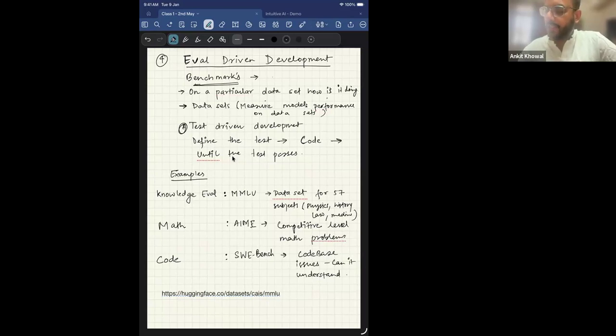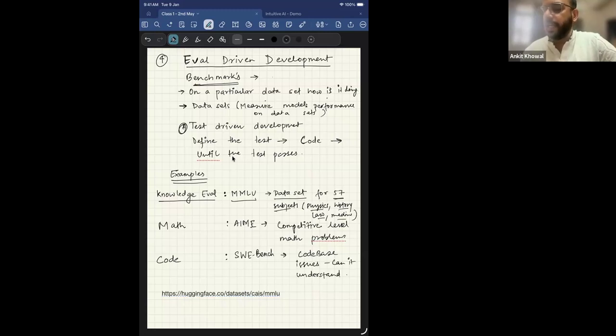For example, let's say I have built a model. How will I evaluate it? How these ChatGPT and these LLMs are generally evaluated is through eval benchmarks. So let's take an example of the different kinds of evals present. Let's say knowledge evals are there. It is called MMLU. I'll show you an example. They are basically data sets. What does this data set contain? It has questions related to 57 subjects, right? Physics, history, law, medicine, all of this.